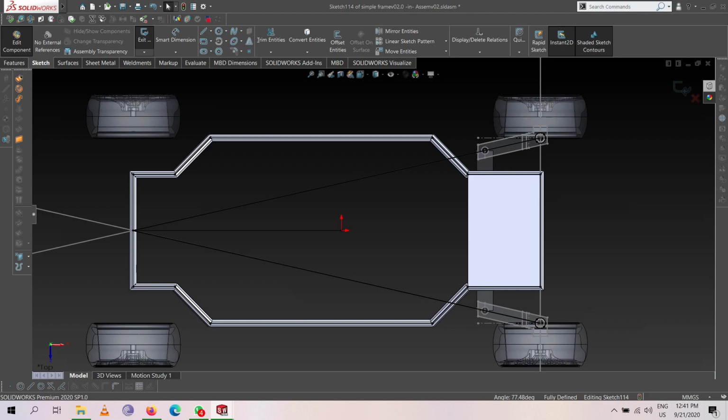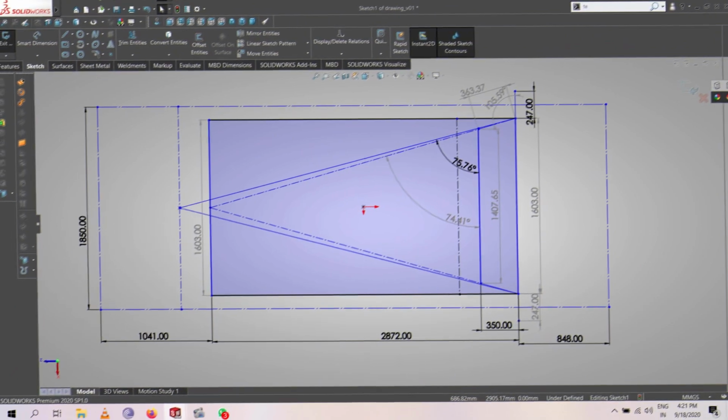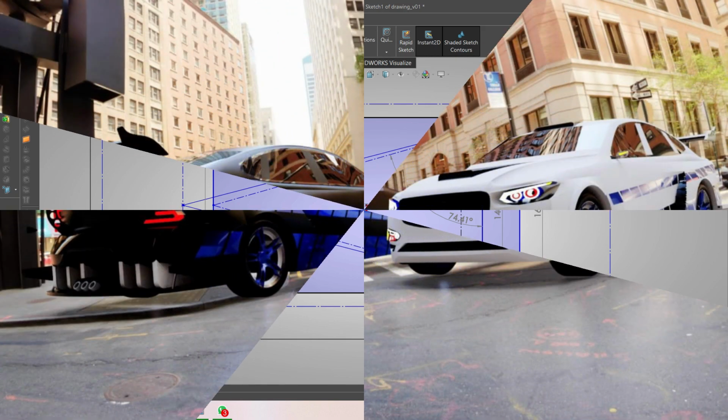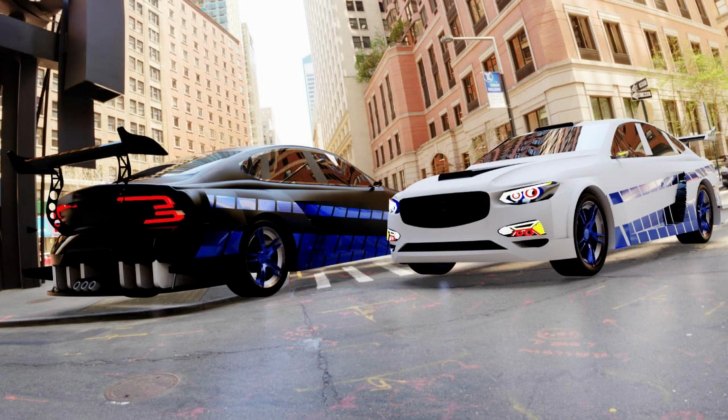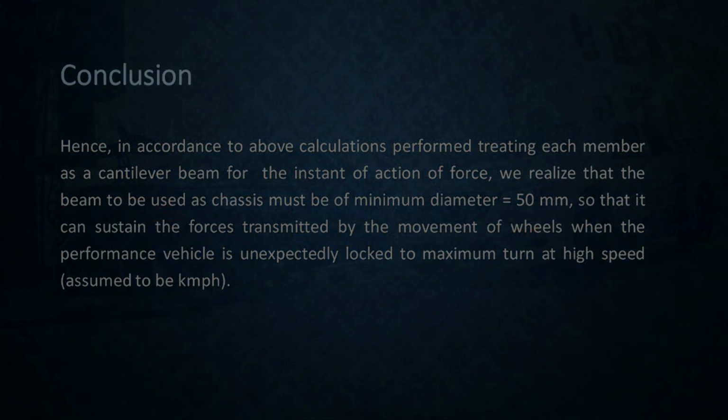Considering all the previous assumptions made and applying concepts of design of machine components subjected to bending, the diameter of the chassis member connected to the outer rear wheel was determined to be 45 mm and that of the inner rear wheel was determined to be 50 mm. Since the stress at any location shouldn't exceed the design stresses adopted, the diameter of the chassis members of the vehicle shouldn't be less than 50 mm.